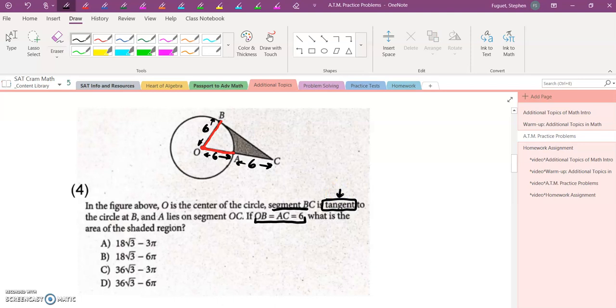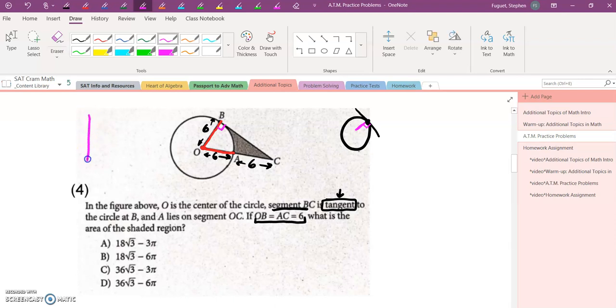The word tangent means a line which intersects a circle or a curve exactly one time. Another random theorem from geometry that you need to know is that when a line is tangent to a circle, it will always be perpendicular to the radius that also intersects that circle. So that tells me that this right here is a right angle. This means that this triangle is a right triangle.